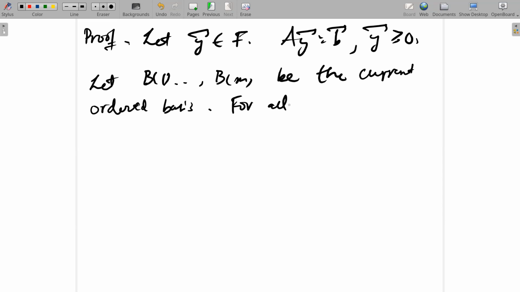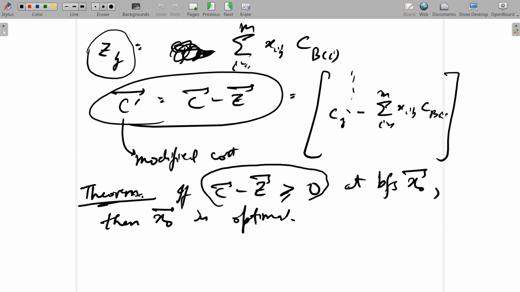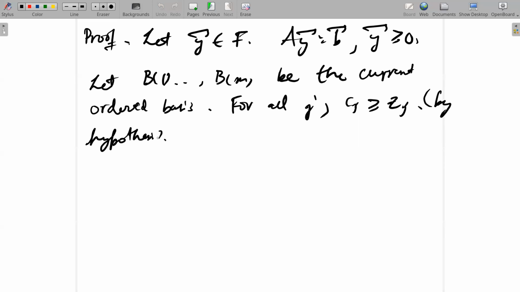Now for all j, Cj is bigger than or equal to Zj by our hypothesis of the theorem. So look back, it says C vec minus Z vec is bigger than or equal to 0. So if you look at the individual entries, what it's saying is Cj is bigger than or equal to Zj. So this is where we are going to use this hypothesis. So this implies that since yj is a positive quantity and Cj is bigger than or equal to Zj, we have this for all j between 1 and n.